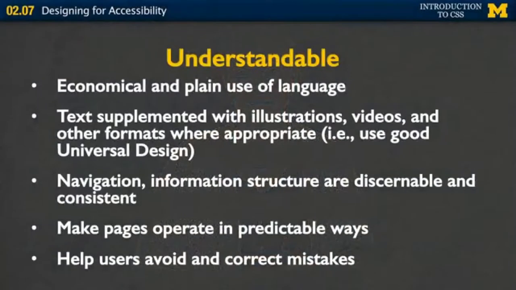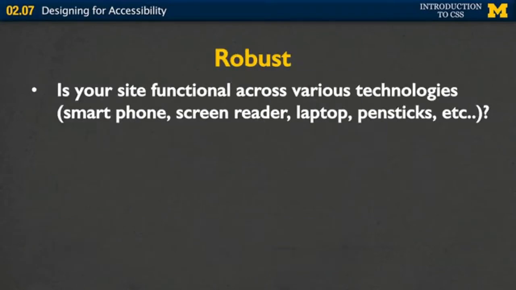Finally, help users avoid and correct mistakes. It's up to you, not them, to figure out how to access the information. Finally, the R, the robust in the POUR. Is your site functional across various technologies, a smartphone, screen reader, laptop, pen sticks?